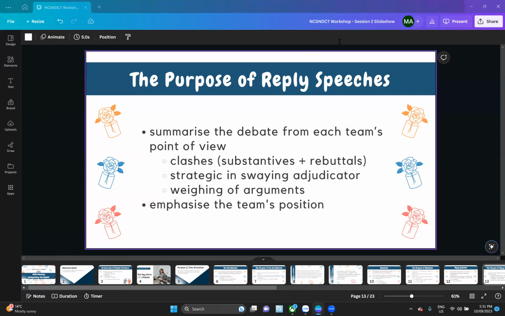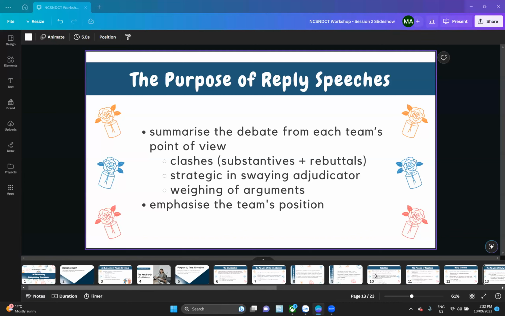You can mention any good rebuttals that you made during the debate, but you can't introduce any new rebuttals into the reply speeches. You can only talk about and mention anything that happened during the substantive debate, the substantive arguments, the rebuttals, the clashes and points of information, but no new rebuttals during reply speeches.